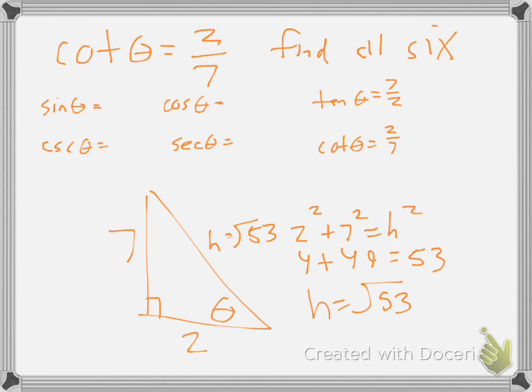So, what's the sine of this then? 7 over square root of 53, or it would be 7 times the square root of 53 over 53 if you rationalize it. We're not going to rationalize for now. You guys can do that, so I'll give you time to get your work done. Cosecant then would be square root of 53 over 7. Cosine would be 2 over square root of 53. And secant, square root of 53 over 2. You guys got it? It's not so bad.